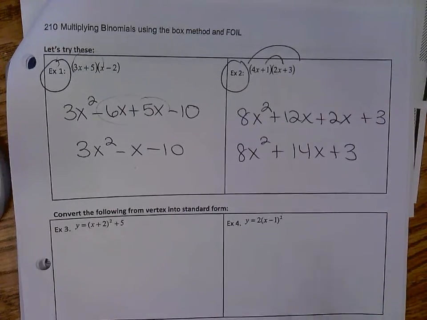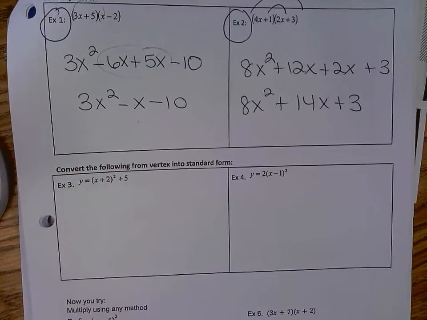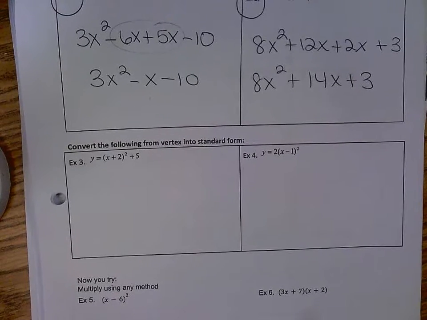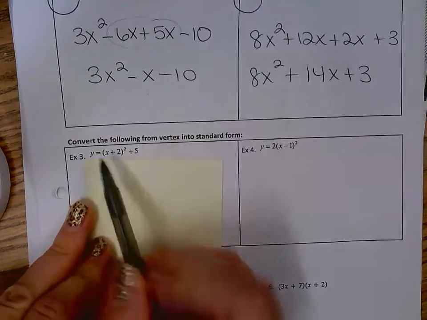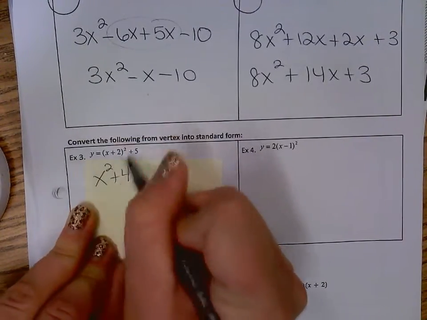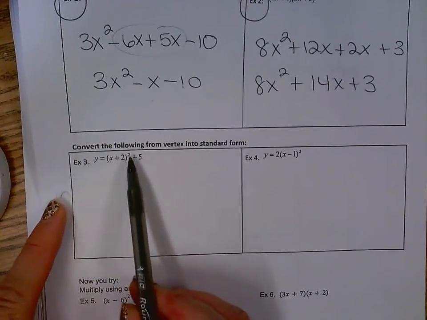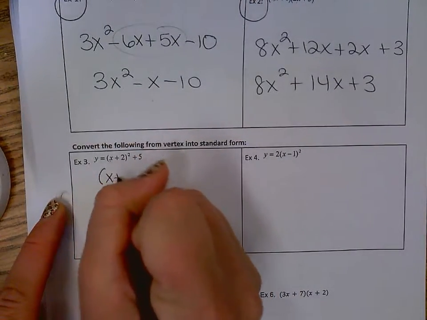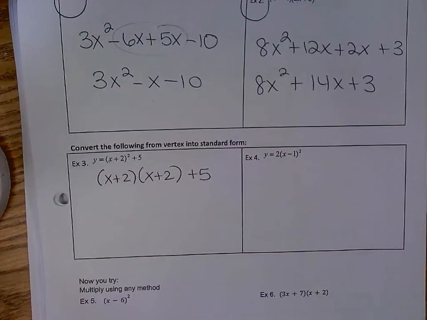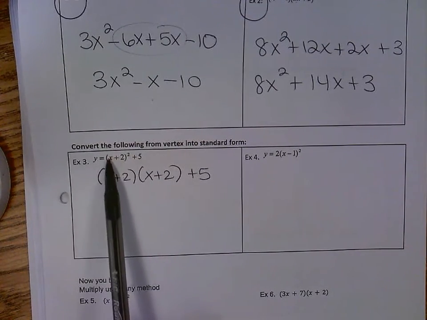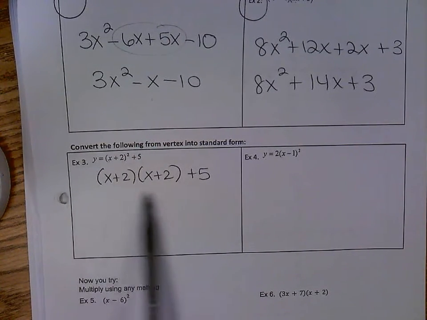The reason I wanted you to pause on number 3 is because I wanted to show you what students do illegally using algebra, and make sure that you don't do this. Do not distribute this squared symbol. The answer to this is not x squared plus 4, because this is a binomial squared. So it's actually x plus 2 times x plus 2, plus 5. If you just distributed the square, you'd miss your outer plus your inner terms.